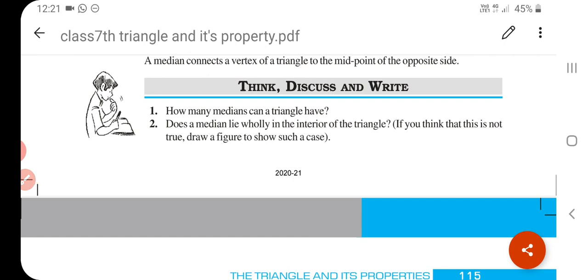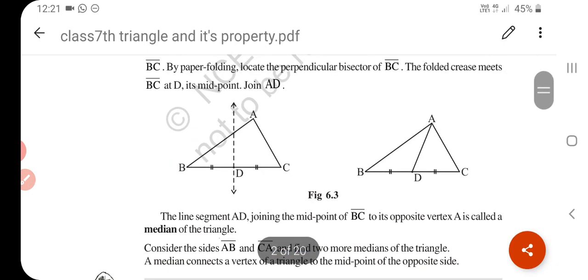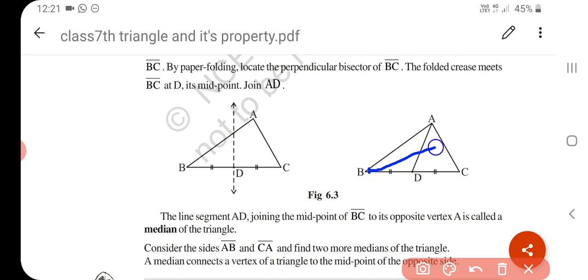Now, in this figure, how many medians can you draw? There are 3 vertices here, so you can draw 3 medians. See here, from B you can draw this median, from C you can draw this. Okay, understand? So each triangle has 3 medians and 3 altitudes.